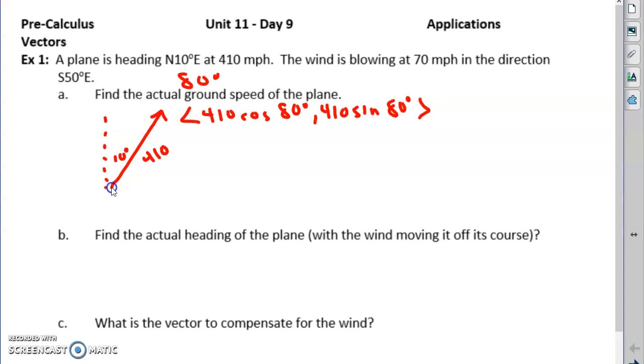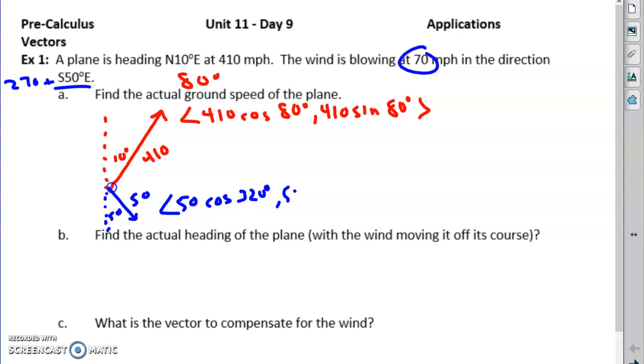Wind vector, 70 in a direction of south 50 east. We're going fourth quadrant, pardon me. Again, I'll try to draw it to scale. That's a 50. That's a 50. 50 degrees in the southeast direction is 270 plus 50, which the magnitude and direction of this vector is 70 cosine of 320, 70 sine of 320.